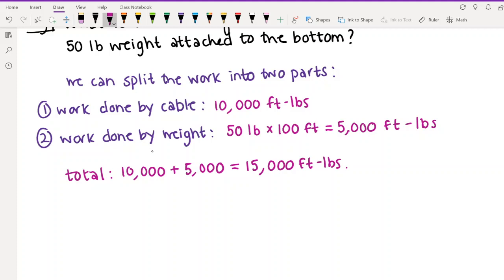So you'll see a question like this on the homework that is a cable with a weight on the end. And you can basically, as we just said, split it into two different problems. The first part will just be like what we just did. And then the second part is just a simple constant force times single distance type problem.